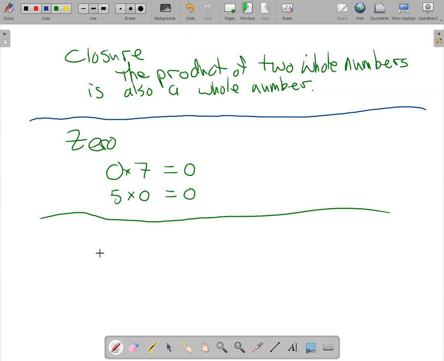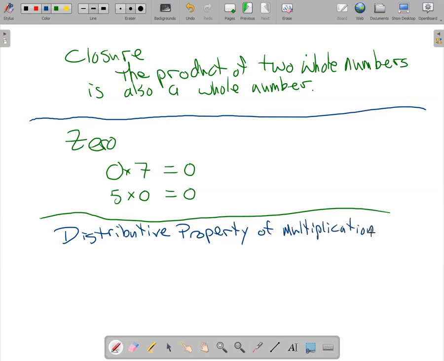Another cool property is when we mix multiplication and addition together. It's called the distributive property. Now, it turns out there are several distributive properties. So more specifically, the distributive property is really called the distributive property of multiplication over addition.